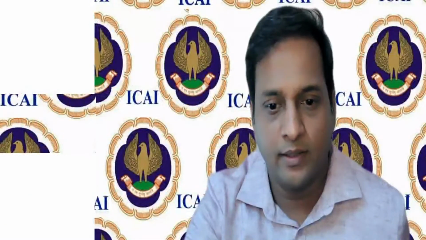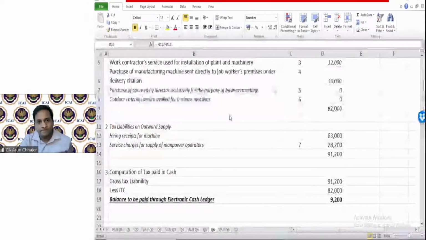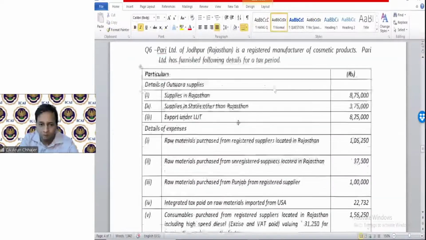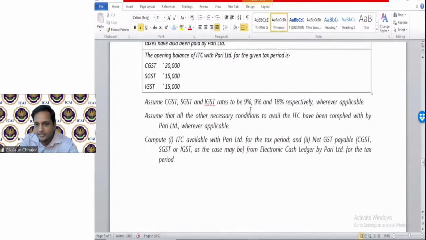So fine. Let me move to the next question, which we have already discussed. Assume the CGST, SGST, and IGST rates are 9, 9, and 18. All other necessary conditions have been complied with. Compute ITC available with Pari Limited for the tax period and net GST payable from electronic cash ledger.